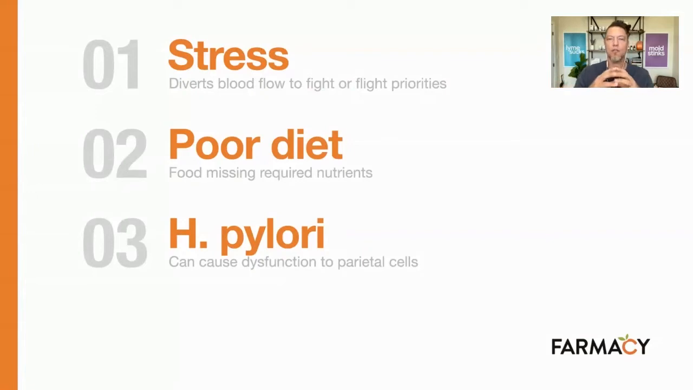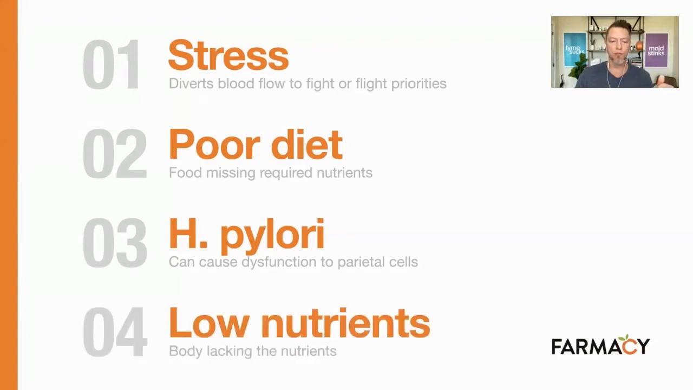So the worse your H. pylori infection, the less stomach acid those parietal cells are able to make, and it keeps low stomach acid production, which means you have lower stomach acid.